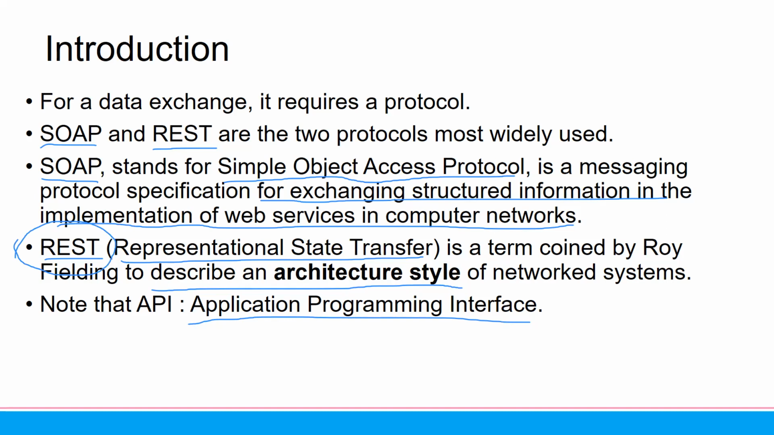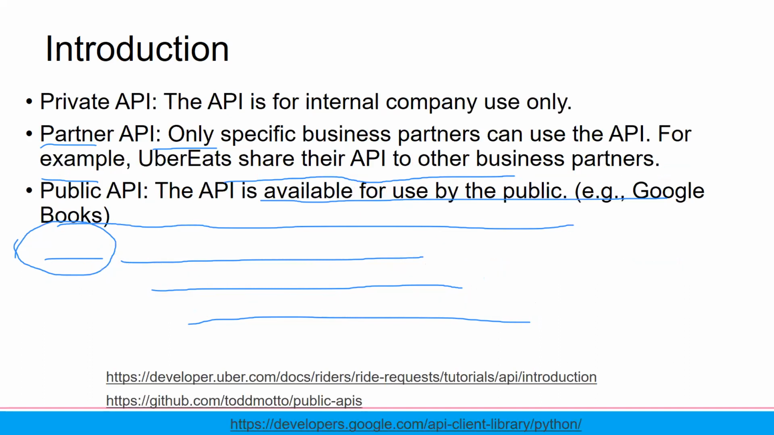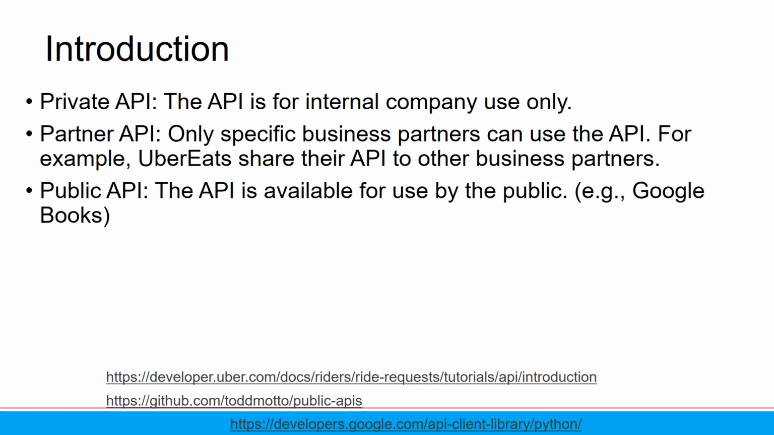We want to see the current data, and once we see the data, then we can put it on the web to transfer every data into other devices. So what does it mean? Let's see. In the API, actually, there are many kinds of API. The first type of API is private API. It means the API is for the internal company.